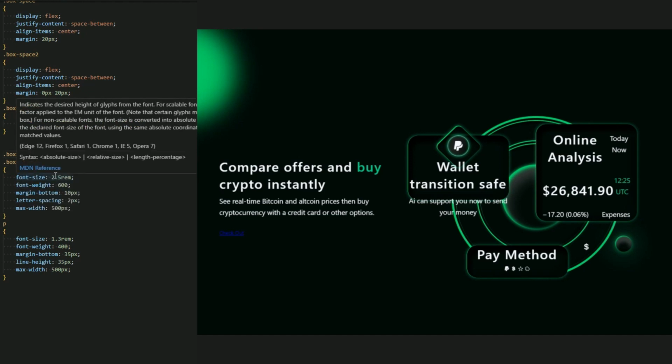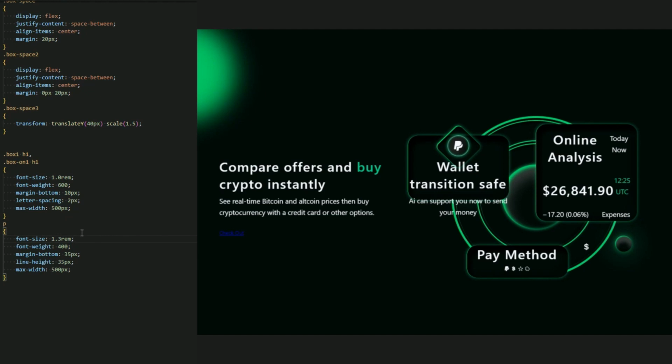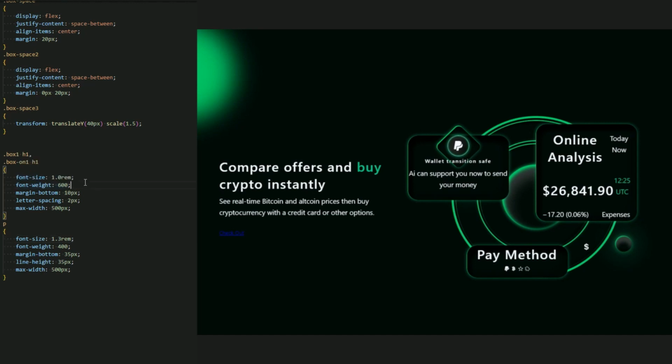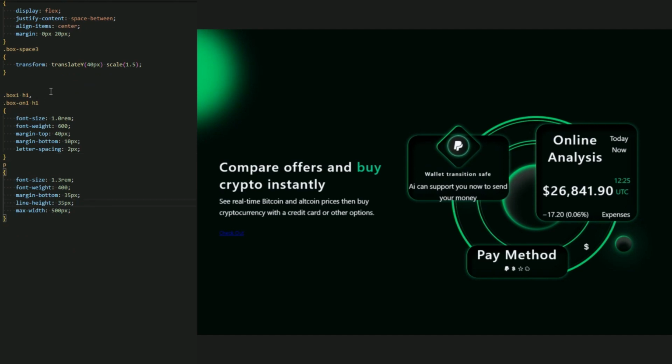And the font size be 1.0 for this text. Font will be the same. Letter spacing be the same. And the margin bottom be 10 pixel. Let me add a margin top, 40 pixel. Okay, I add a margin top 40 pixel, and now this is box 1. Now let me add a box 2 h1. So the box 2 h1, let me just change the name to box 2.